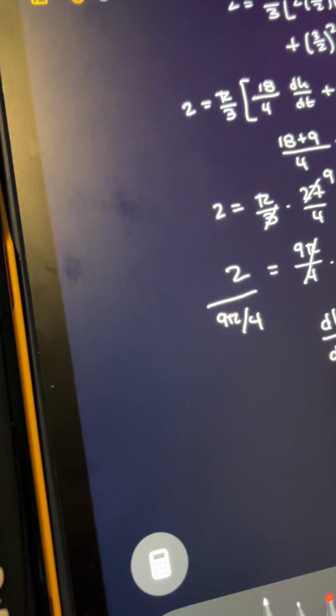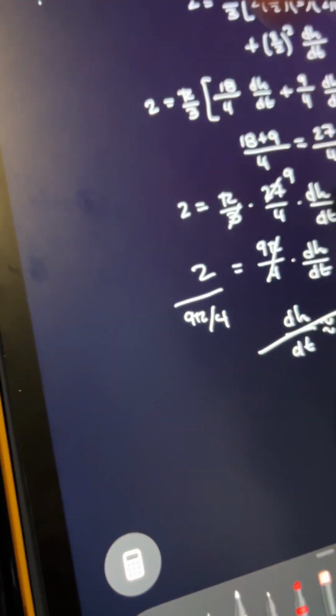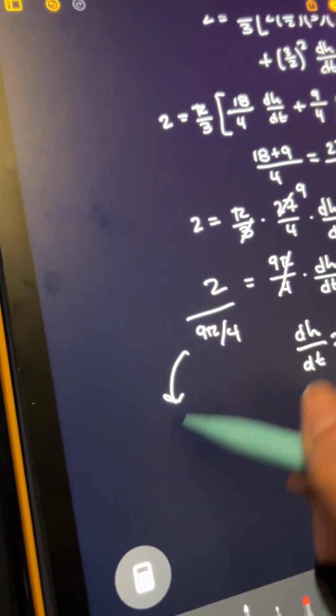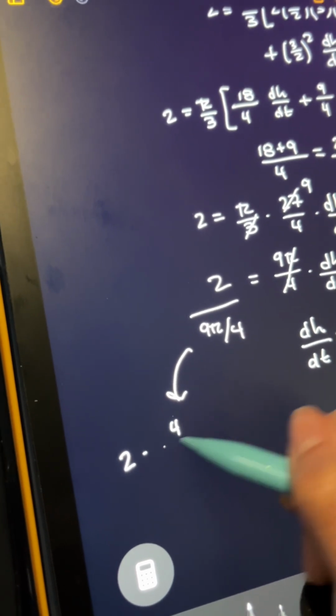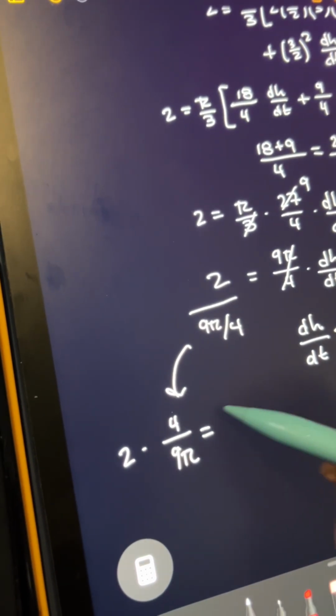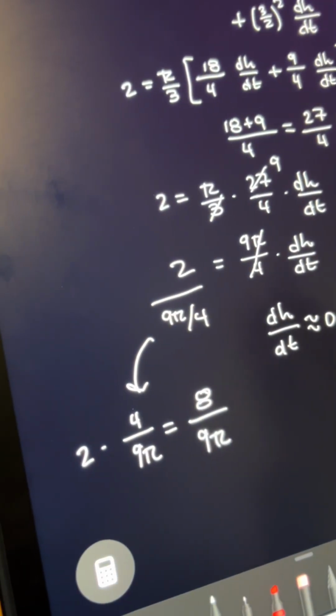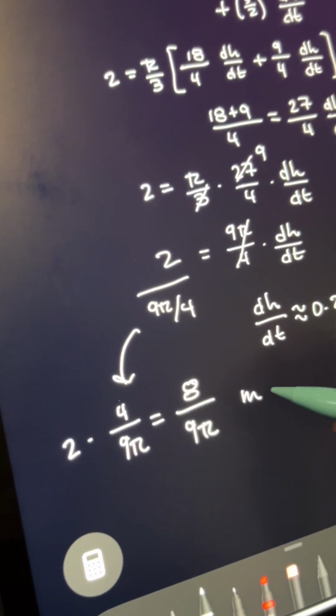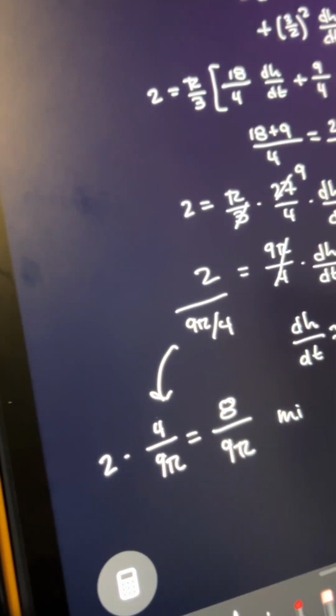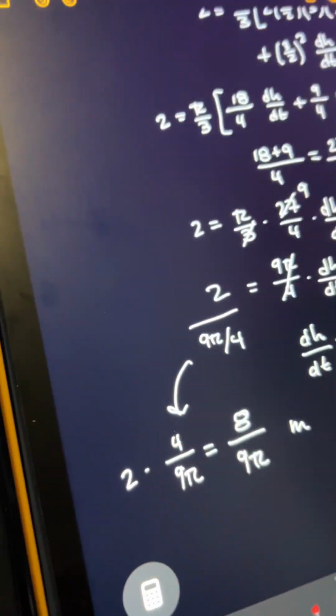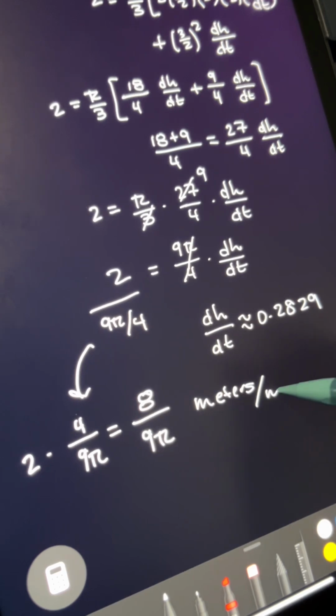So, yeah, you can either do that, or if you don't have a calculator, just keep, change, flip: 9 pi over 4 becomes multiply across for 8 over 9 pi. And then you have your units, which, this is a rate, so meters per minute. And that is what she gets here. Yay.